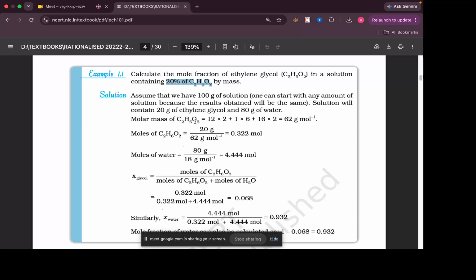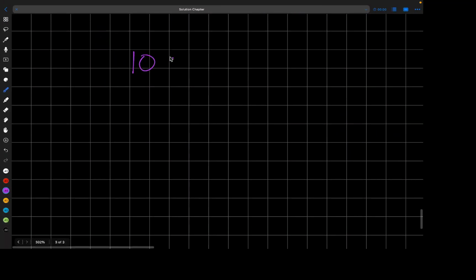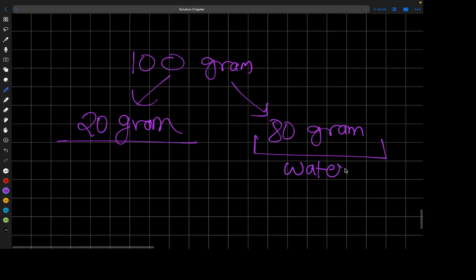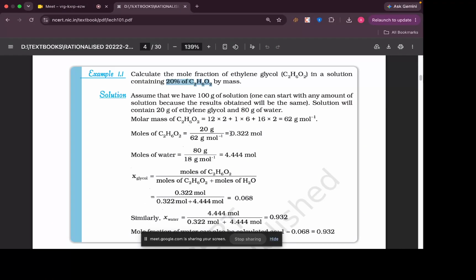Very simple. I have 100 gram total. In this, 20 gram is C2H6O2. So what remains? 80 gram. What will it be? Now you will ask one more question. Now see how questions are generated in our mind. This question came to my mind when I was reading this chapter: where is water written? How come the 80 gram is assumed to be water?